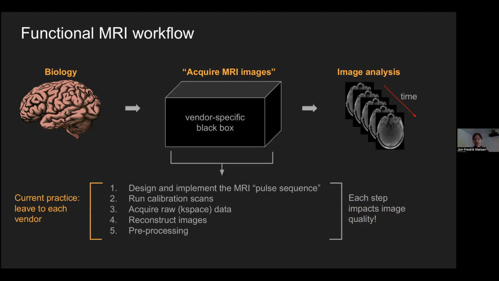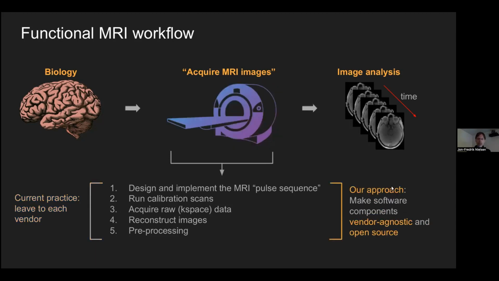The current practice is to treat this as a black box. It can be difficult or impossible to get all the details needed to fully understand how each vendor implements the whole sequence, all the low-level details, and certainly the image reconstruction. So a lot of that is hidden from us researchers. And so what we're doing is taking a vendor-agnostic and open source approach. Our goal is to make all these components as open and harmonized as possible. And so that's where this work fits in.